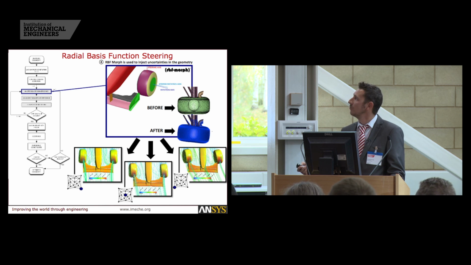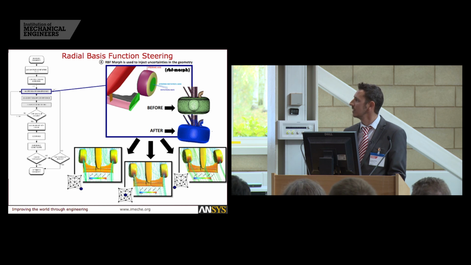Here we've used a radial basis function morphing tool with a steering module, and it allows movement of the tyre geometry and also suspension arms as well, so we can take account of those modifications. And depending on the different sample points, we can look at the different characteristics that are produced from those particular cases.